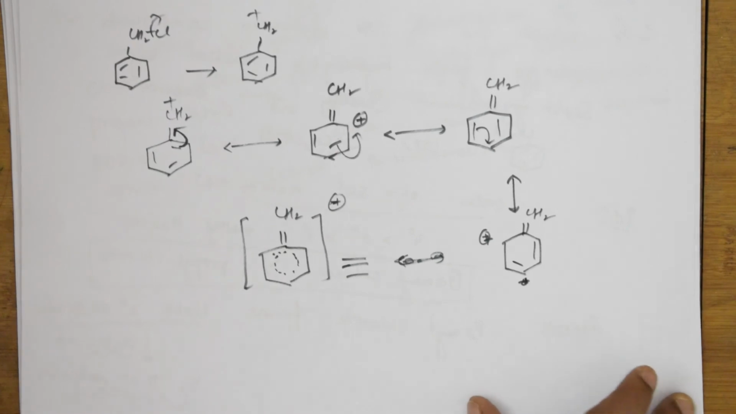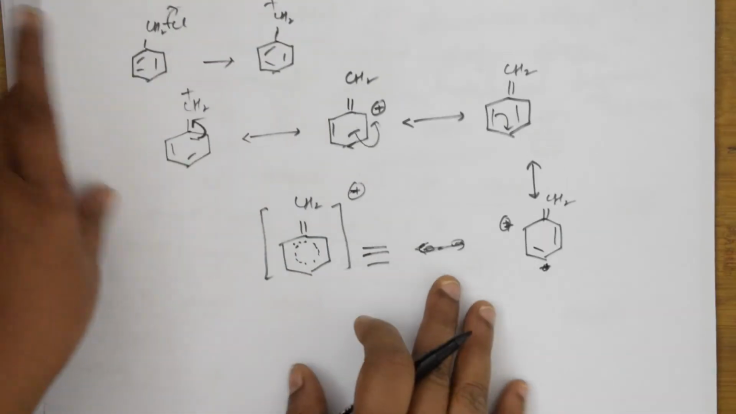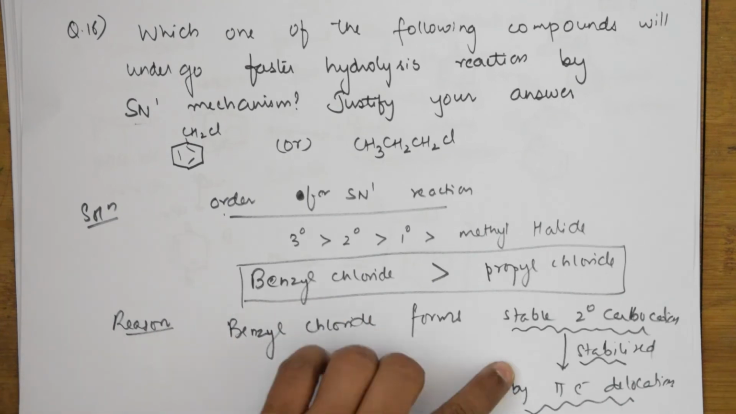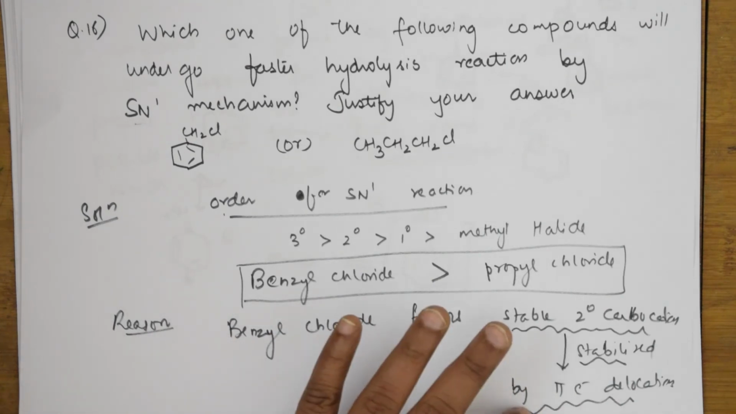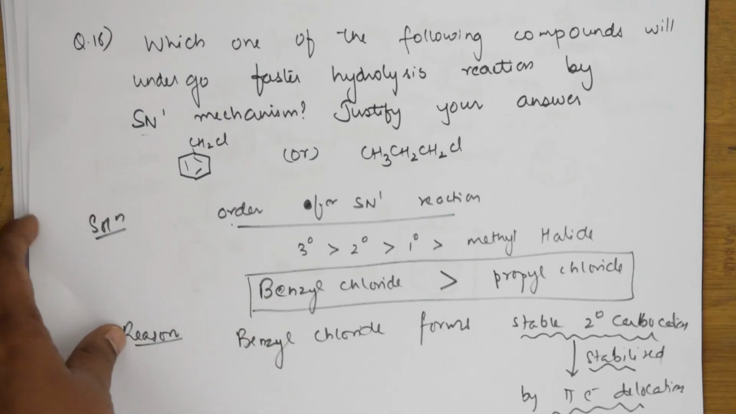Because of this resonance, so that is the main concept, it has formed a stable secondary carbocation. Is it not a secondary carbocation? This is a secondary carbocation. Here also this is a secondary carbocation. Correct? Because of this, finally it is stabilized by delocalization of pi electrons. Hence we have chosen benzyl chloride.